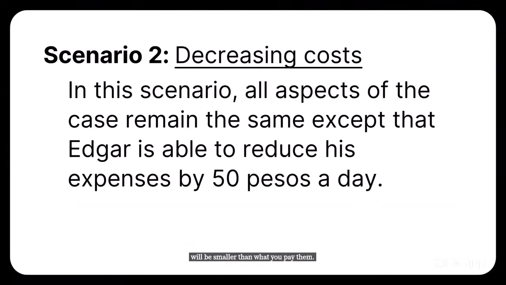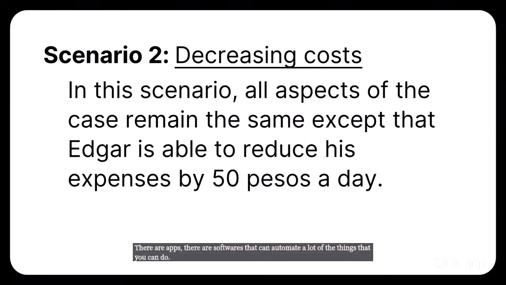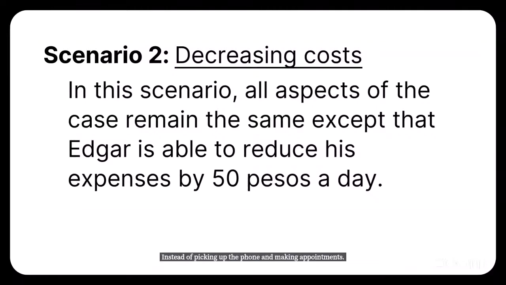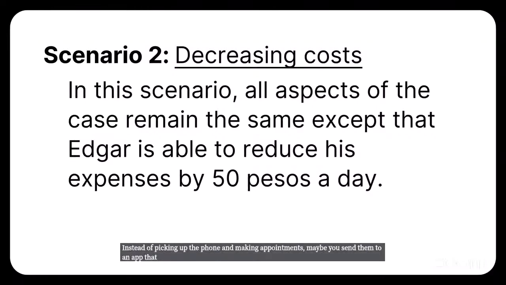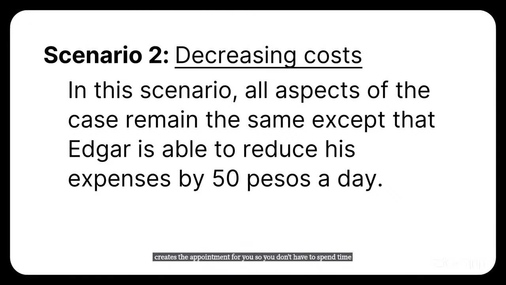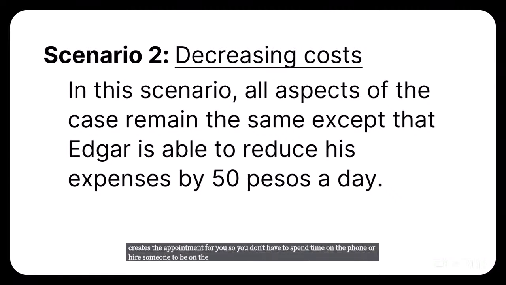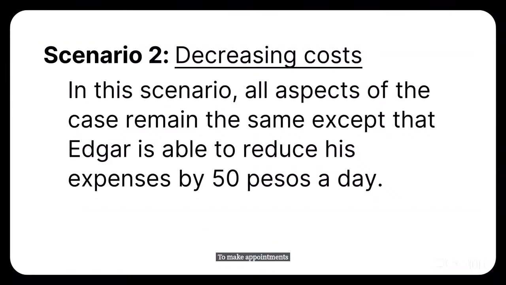So other things you can do to decrease costs is automate. There are apps, there are softwares that can automate a lot of the things that you can do. Instead of picking up the phone and making appointments, maybe you send them to an app that creates the appointment for you, so you don't have to spend time on the phone or hire someone to be on the phone to make appointments. You can do it all online, especially with customer communication and spending the time to text everyone individually, email everyone individually, post on social media. Many of those things can be automated.